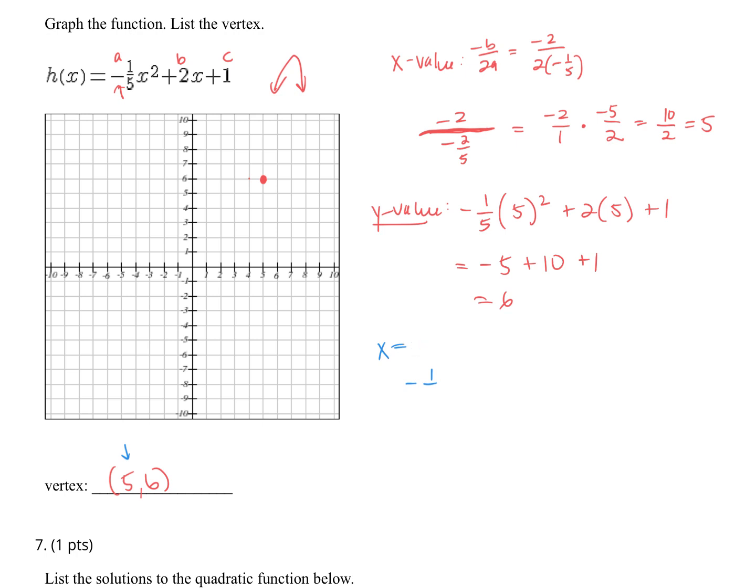Let's use a 0. So if I plug in 0, I'm going to have negative 1/5 times 0 squared plus 2 times 0 plus 1. So that's all 0. So 0, 1 is another point.